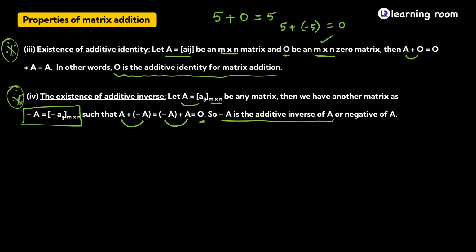So I hope you're clear with what is the difference between additive inverse and additive identity. Identity will generate back the same number. Inverse will generate the 0. Is that clear? So these two are very important. Have it in mind. Just make a note of it.